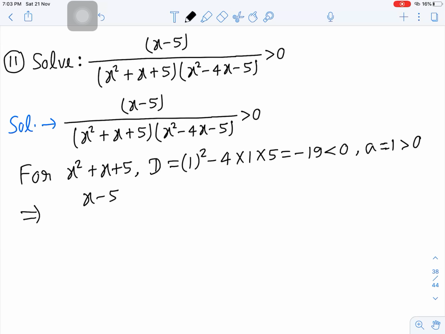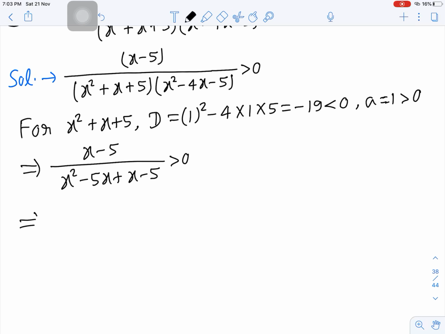So when you ignore it, basically what will be left is x minus 5 and then x square minus 4x minus 5. You can factorize it. So when you multiply x square into minus 5, it will be minus 5x square, and you can split the middle term. So you can write it as minus 5x plus x minus 5 and greater than 0. Now if you factorize here, x square minus 5x you can take x common, and x minus 5 you can take common.